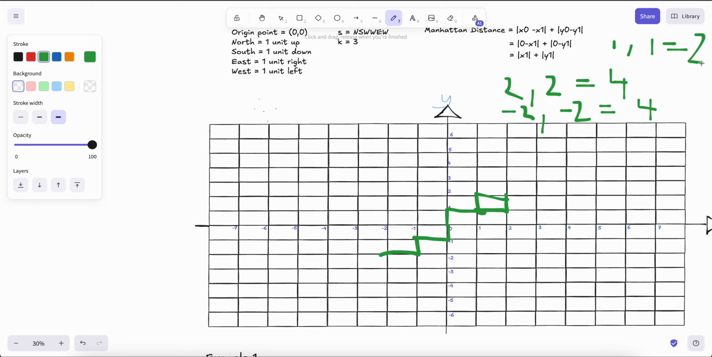By moving in the opposite direction of north, which is south, and the opposite direction of east, which is west, we are moving backwards and reducing our Manhattan distance. So what we can conclude is that when we are moving north and east, we have to avoid as much as possible the movement of south and west. If we do that, we keep increasing the Manhattan distance whenever we move north and east. So let's look at the other example.